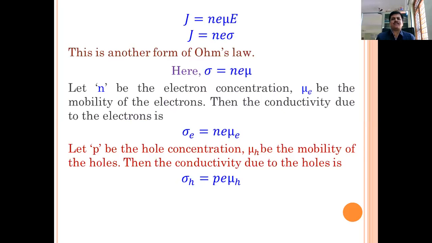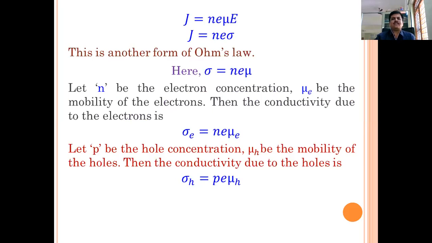For example, for a conductor, we have only one kind of particle which accounts for the conductivity, that is electrons. Whereas in the case of semiconductors, two particles share their part in the conductivity of a semiconductor. One, the electrons, and the other one is holes.